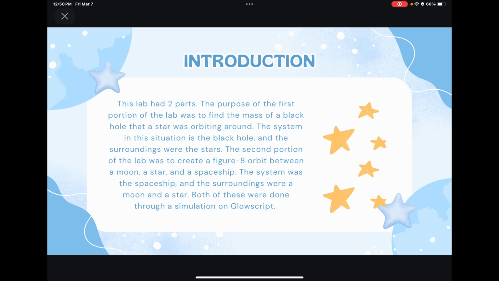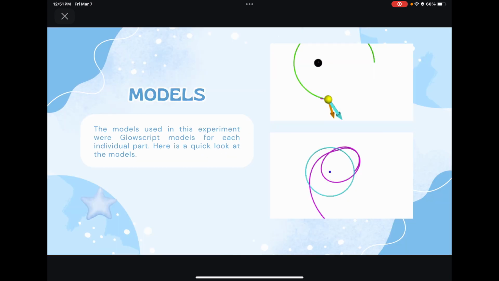The second portion of this lab was to create a figure-8 orbit between a moon, a star, and a spaceship. The system was a spaceship, and the surroundings were the moon and a star. Both of these were done during a simulation on GlowScript. Here are the models in this experiment, and you can see a quick look for each of the models.